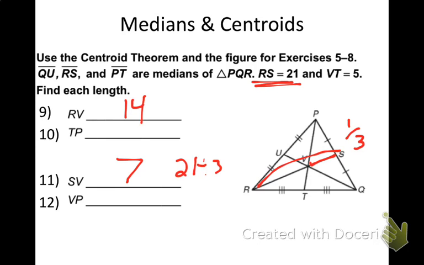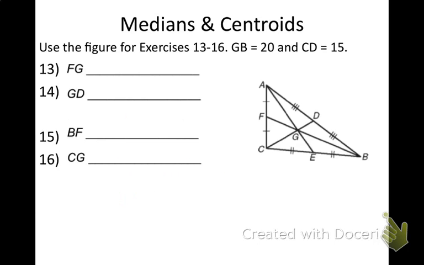All right, number 10. I want to find TP, it says. Well, it might actually be easier to find VP first, or maybe it is TP, it doesn't matter. If VT here is 5, what does that make VP? 10. VP is 10, which makes TP 15. Nice job. Let's try these 4. Try it again here.